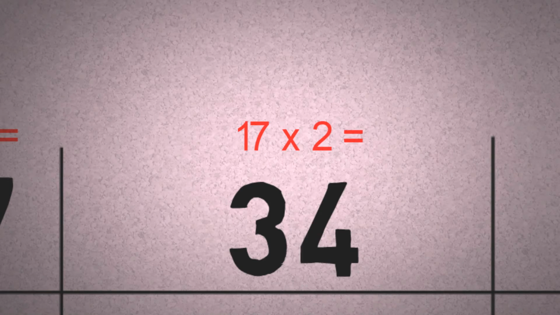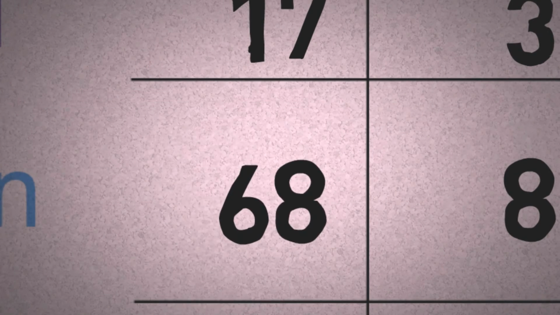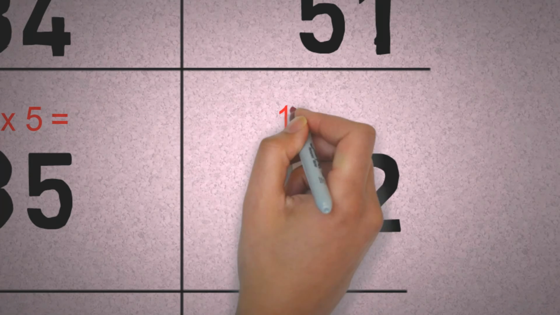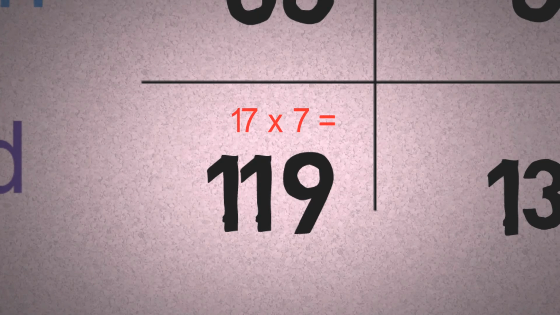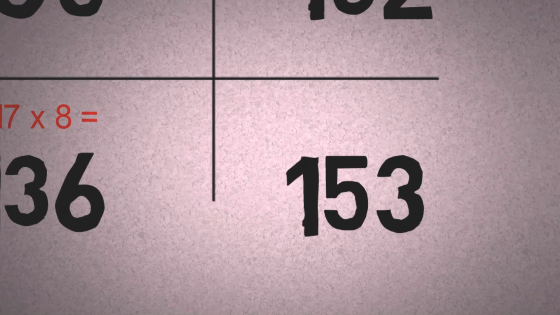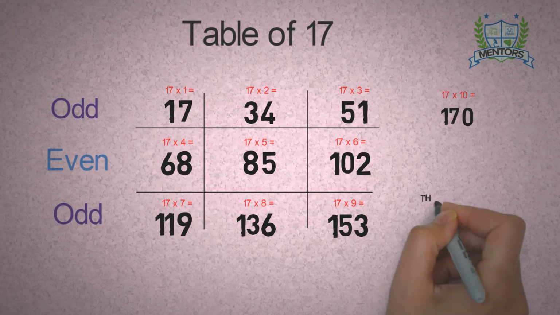So 17 into 2 over here is 34, 17 into 3 will be 51, 17 into 4 will be 68, 17 into 5 will be 85, 17 into 6 will be 102, 17 into 7 will be 119, 17 into 8 will be 136, 17 into 9 will be 153, and lastly 17 into 10 will be 110. So there's the table of 17.